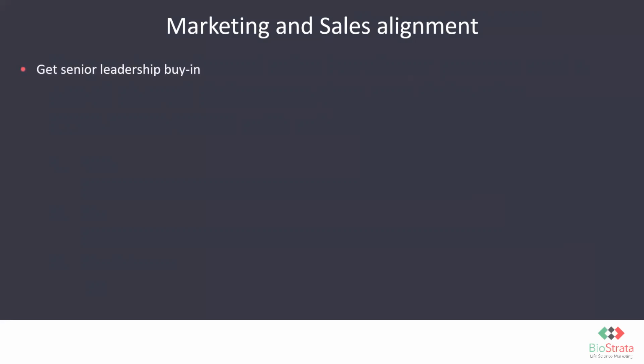Gaining that alignment can depend a little bit on the size of your organization, but if you're in a bigger organization, you're probably going to need to get senior leadership buy-in. By that, I mean certainly the person who's responsible for marketing and the person who's responsible for sales, so CMO and a chief commercial officer or whatever, but often even more senior than that. Because getting that alignment is transformative for the success, the revenue generation of the business.